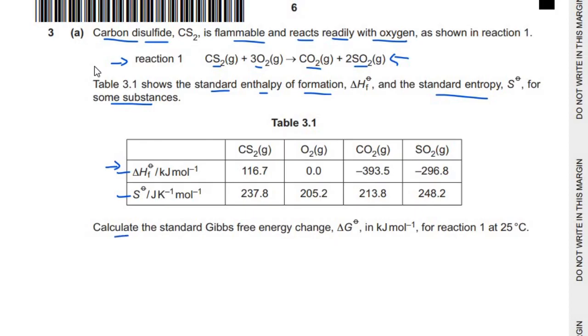And the question is, calculate the standard Gibbs free energy change, that is delta G, in kilojoules per mole for reaction 1 at 25 degrees Celsius.